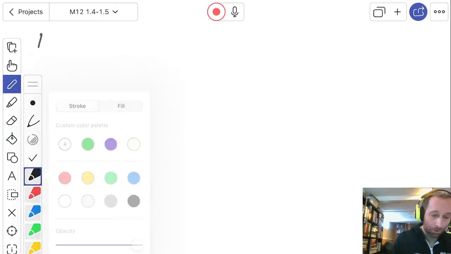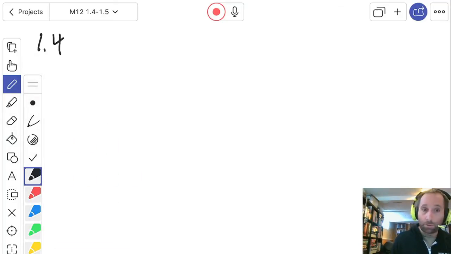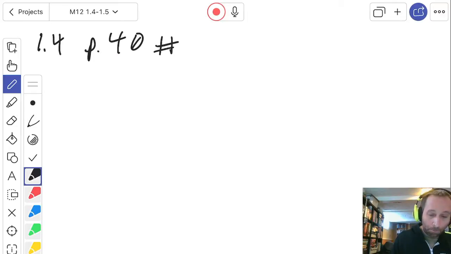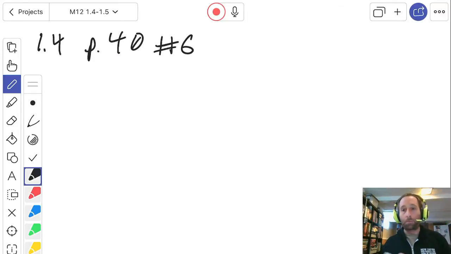And I'm going to start with a question from 1.4. This is on page 40, question number 6. So if you're following along, you can grab your textbook at this point in time. Page 40, question number 6, and let's look at this together briefly.